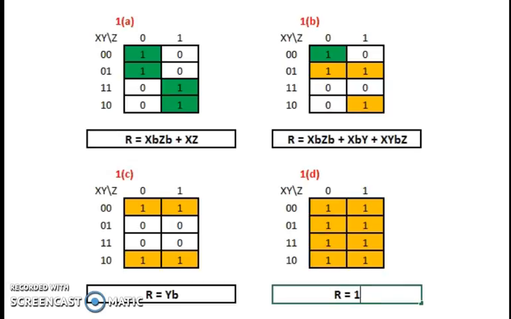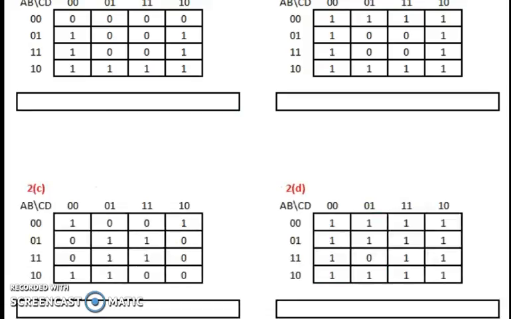Okay, so let's say you have a position where there are no ones in any of the cells, but there are only zeros and don't cares. There are no groups, obviously, and of course R will be equivalent to 0. Okay, we move on to the second part.